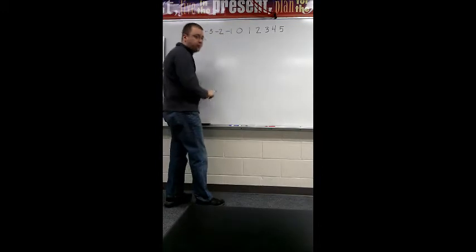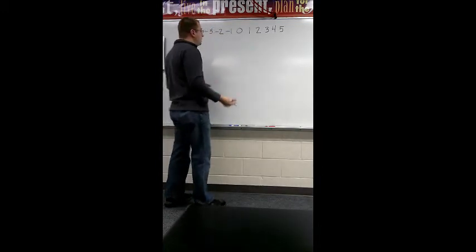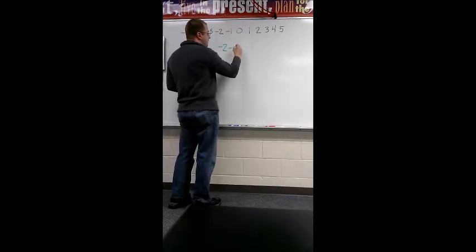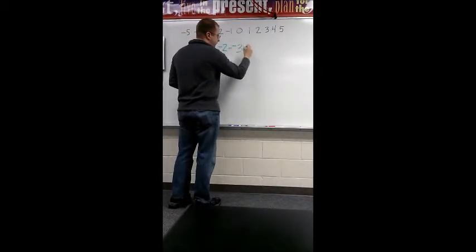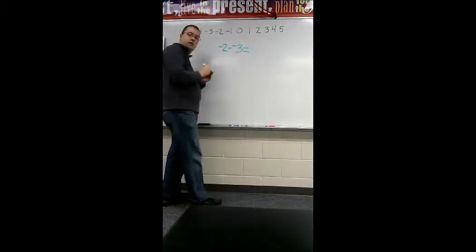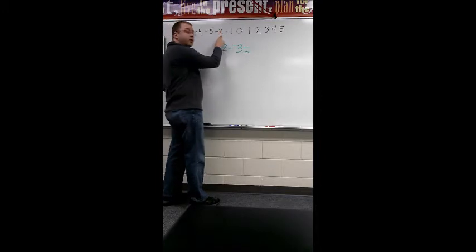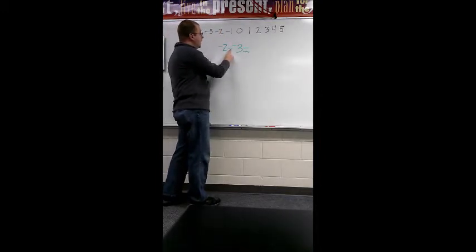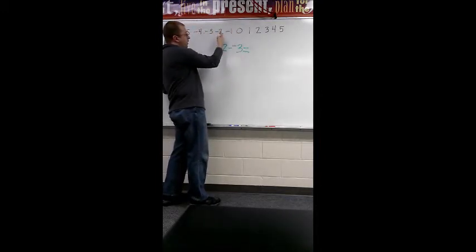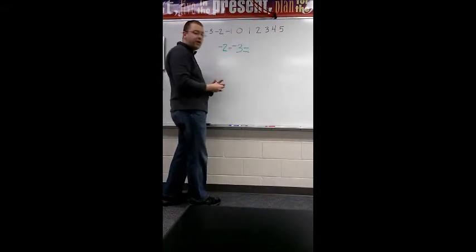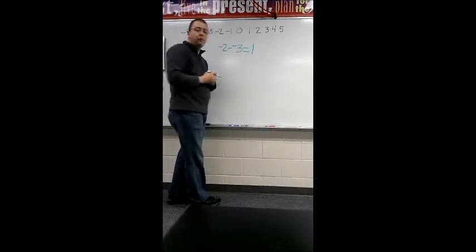Let's try one more problem. This time everything is going to be negative. Negative 2 minus negative 3. As always, first number tells us where to start. Negative 2. I'm subtracting, so I'm going to face towards the smaller numbers, my left. I have negative 3, so I'm going to walk backwards 3 spots. 1, 2, 3. And I end up at positive 1.